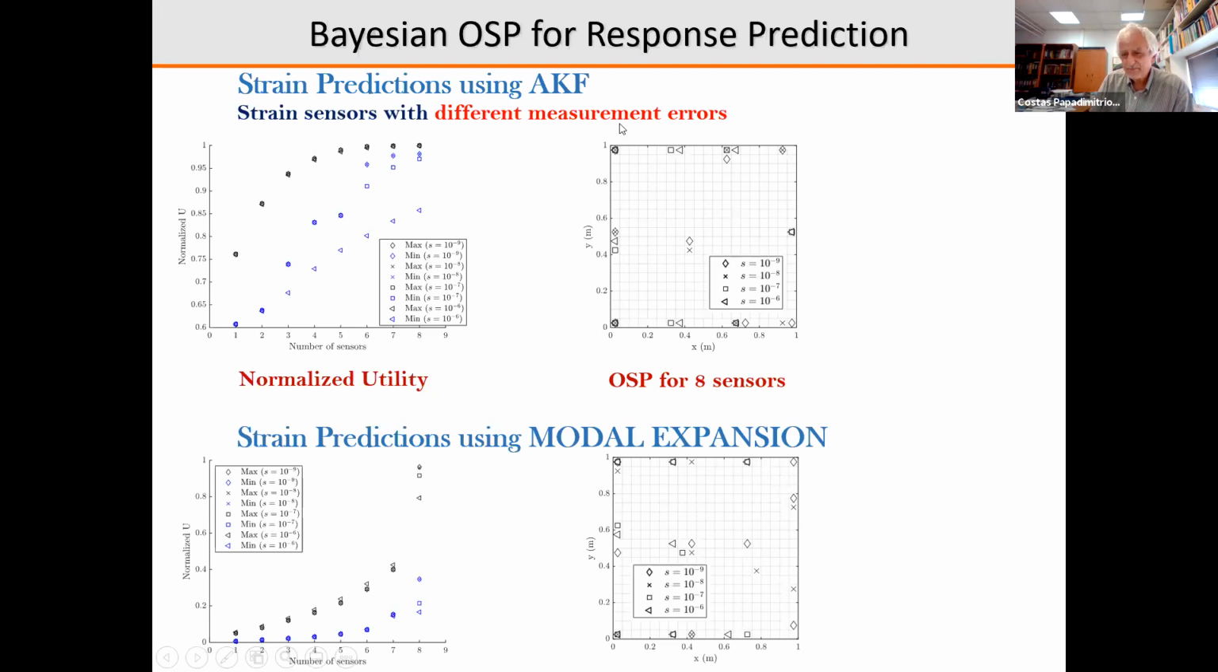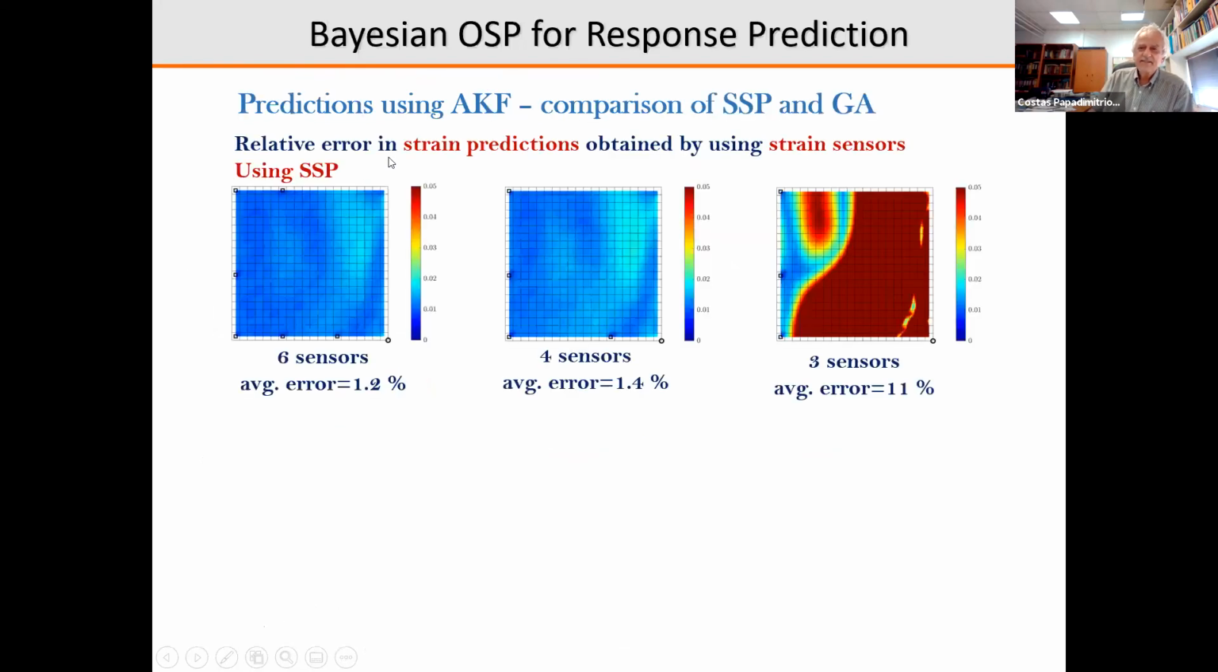It's just that the modal expansion cannot deal with less than 8 sensors, while the HAF can deal with that. And again, here the predictions from HAF, you can see it with 6 sensors, you get very small errors, less than 2%. Same with 4 sensors.